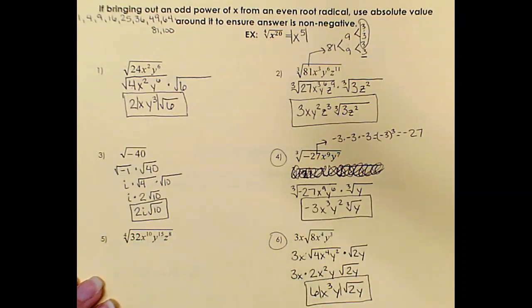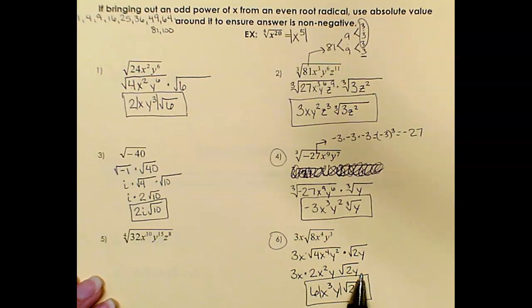And then on number 6, 3x stays outside. And whenever you have this line and you put together with multiplication the outside, so 3 times 2 is 6, and you have x times x squared, which is x to the power of 3, and a y. These two have odd powers taken out of an even root, so you put absolute value around them.